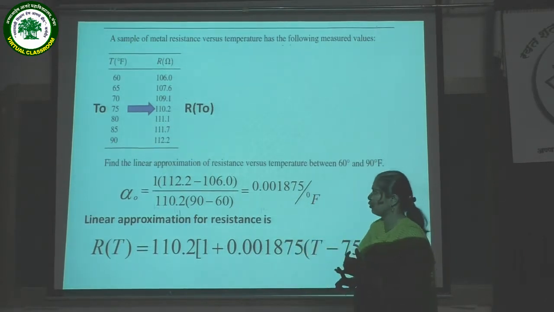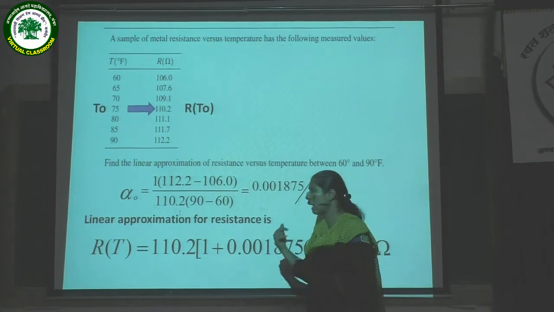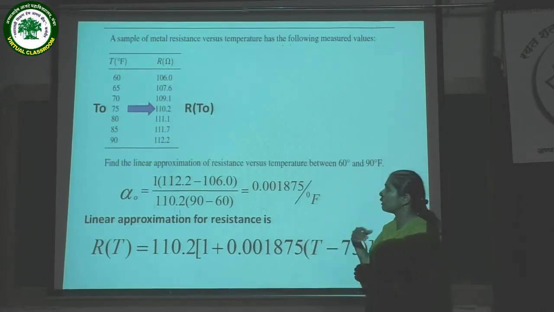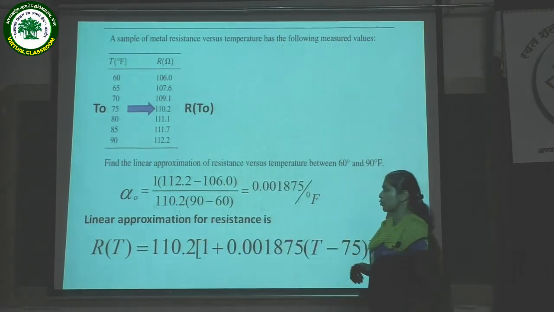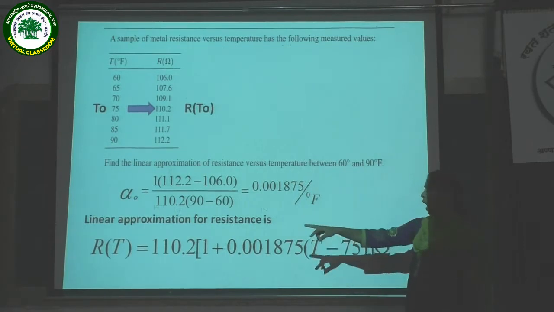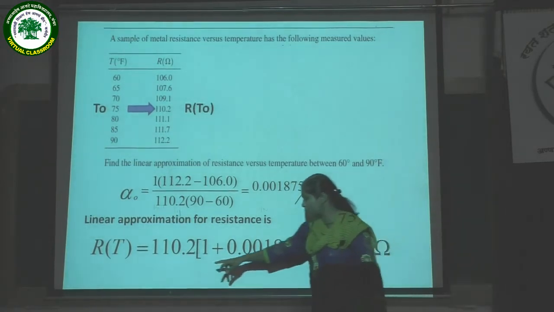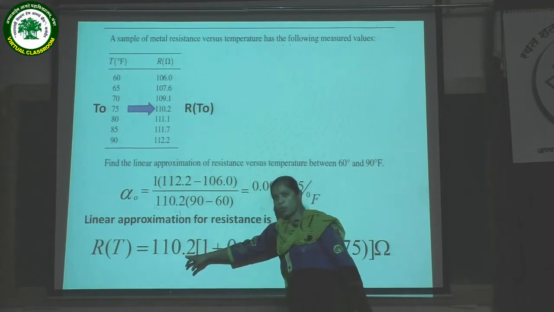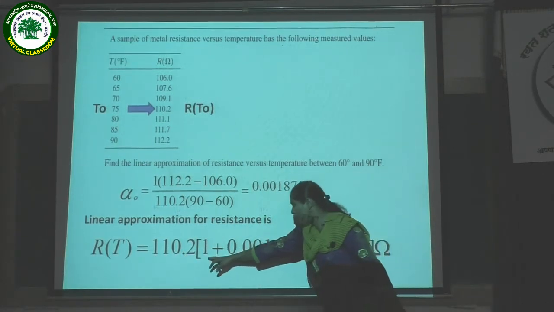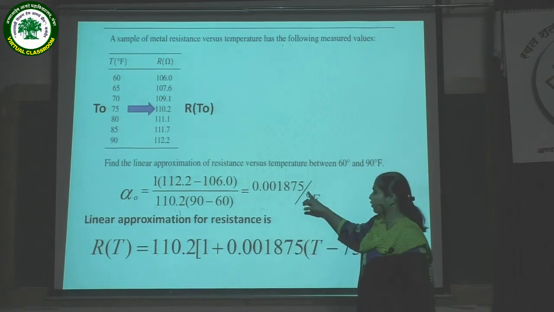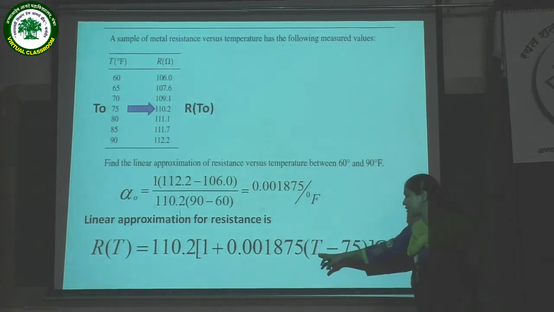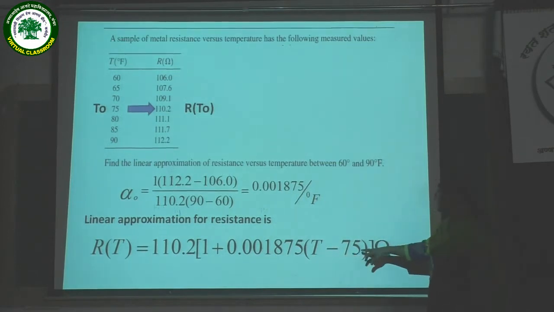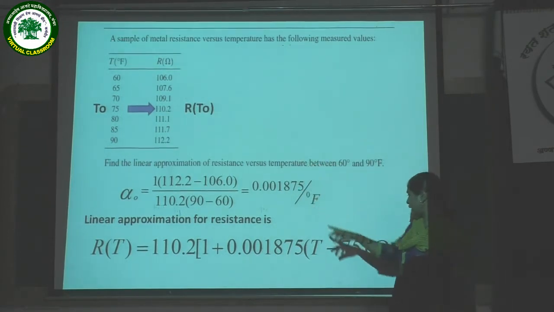Now we know the equation for the linear approximation, and let us substitute all these values, that is T0, RT0 and alpha 0, into our linear approximation equation. Then we will have RT equal to RT0, substituted here as 110.2, times in brackets 1 plus alpha 0, which is 0.001875, times in brackets T, which we have deliberately kept as the unknown temperature, minus T0, where T0, as I told you, we have selected as 75.